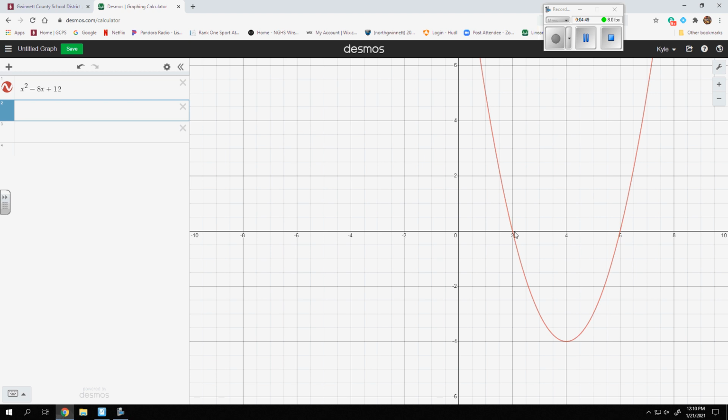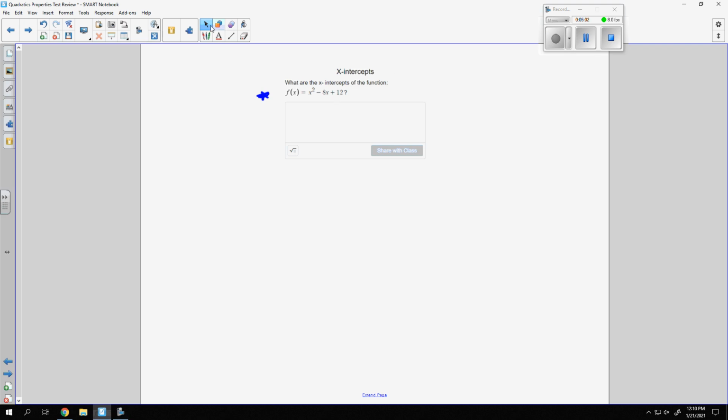Awesome. So if I start looking at my zeros, my x-intercepts, I should have an x-intercept at (2, 0) and at (6, 0). I can click on those lines in the Desmos calculator and it will give me those points. So what are the x-intercepts? (2, 0) and (6, 0).